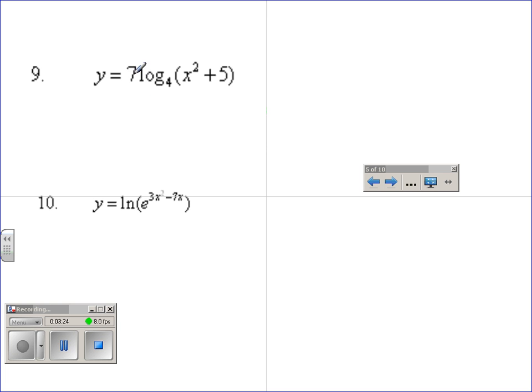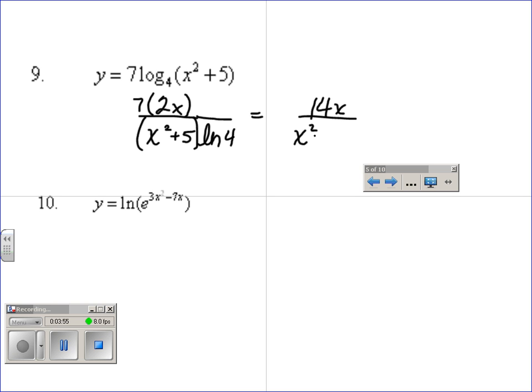Alright, so the derivative of the natural log of, or log of anything, is 1 over that thing times the derivative of that thing. So basically the derivative of the argument ends up being in the numerator, and the argument itself is in the denominator. And then we have a 7, so we don't forget to multiply by a 7 from our original equation, just a scalar multiple. But since we have a base of 4, we need to multiply the denominator by the natural log of 4. So this is 14x over x squared plus 5 and the natural log of 4.